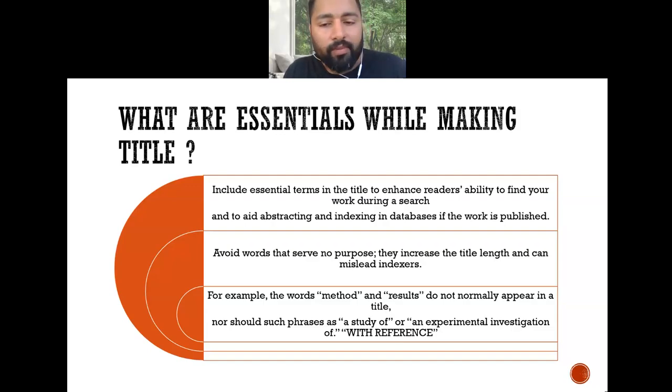There are many examples we see in daily academics, where students and academicians use phrases like "with reference to," "a study on," "a study of." These are unnecessary words that should be eliminated. For example, "a study with reference to Kerala," "a study with reference to public sector undertakings." It is already a study, so why do you use "a study with reference to," "a study of," "a study on"? That should be avoided, okay?